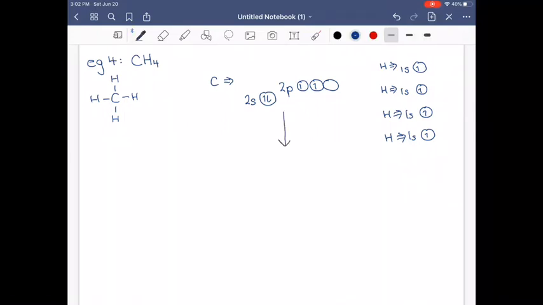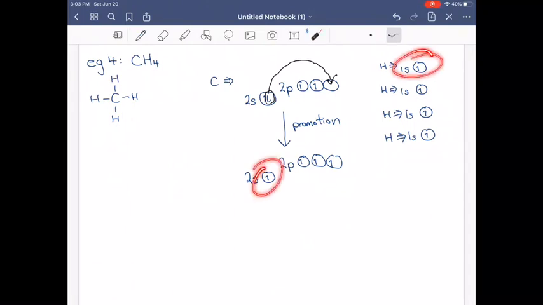It's a 2-step process. First step is called promotion. What are we promoting? We are promoting one of the 2s electrons, and we're going to promote that to become a 2p electron. That's what we call promotion. So by doing that, you have this. Now you can see that this looks much, much better.